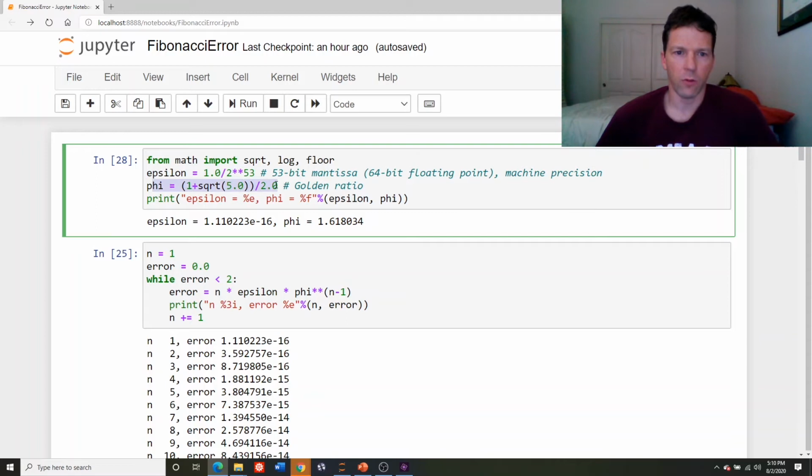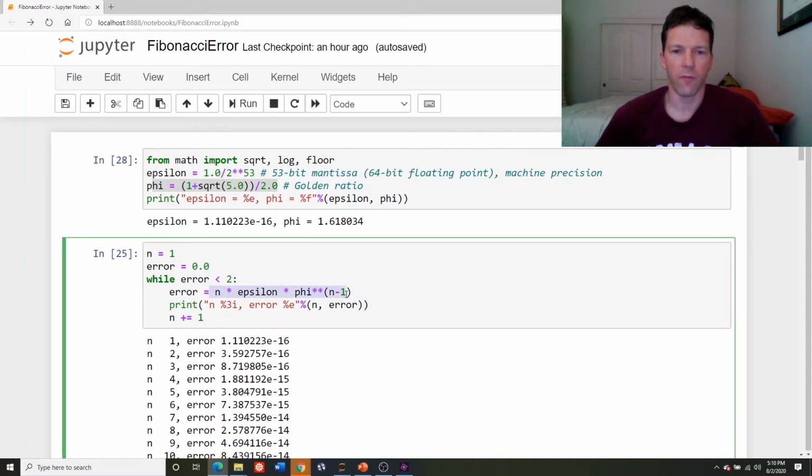Define phi to be the golden ratio, and let's just print this out. Yep, that's what we got. Now let's just do this loop. Rather than inverting this function, let's just tabulate it. We'll start off at n as 1. Here's our formula for the error. This is the error in the expression I gave for the nth Fibonacci number.